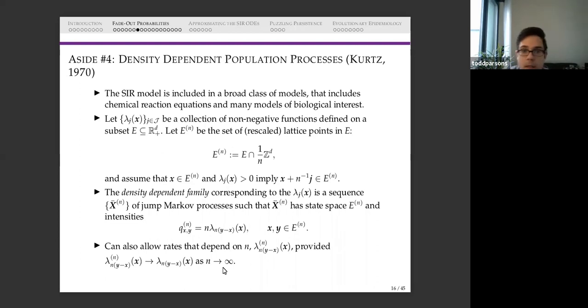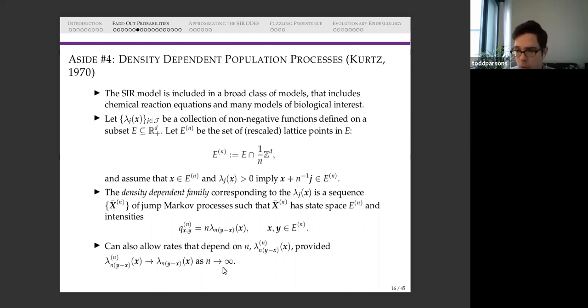This is my next aside. I'm not going to spend a lot of time on this slide. It's more here for the benefit of people who are interested in really getting their hands into this sort of modeling. The process that I've just shown you for the SIR with those rates is an example of a class of processes called density-dependent population processes.